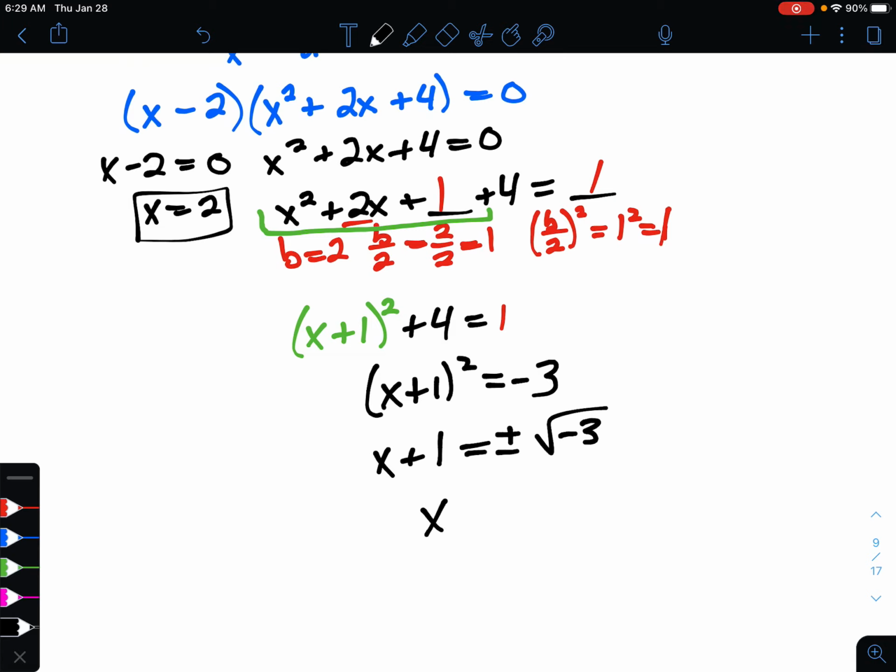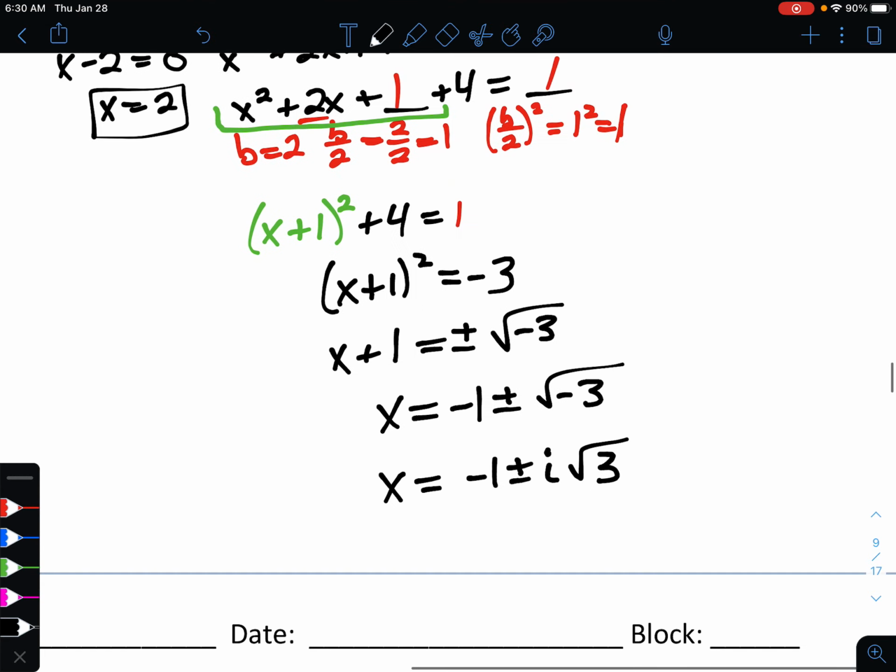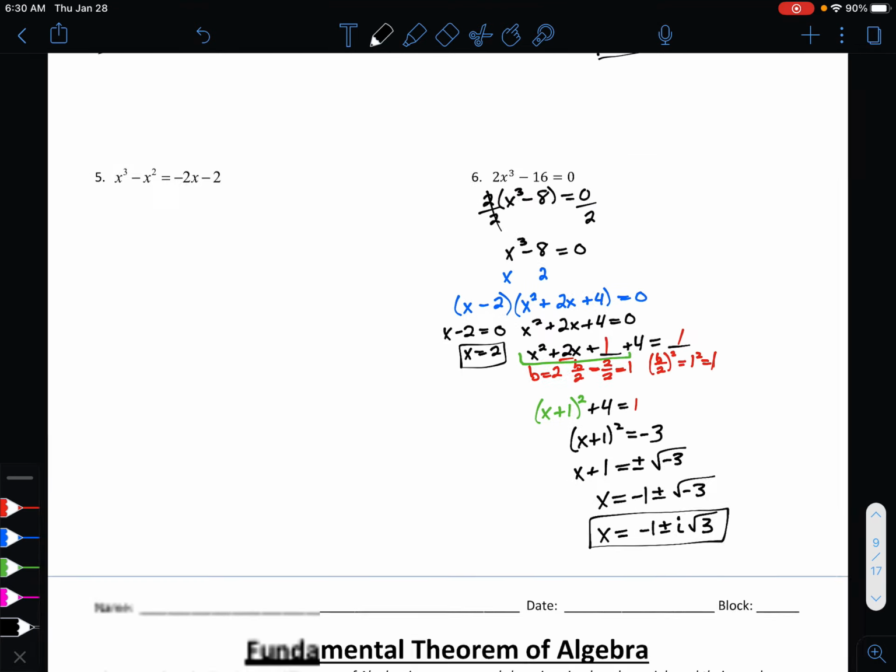Let's just go ahead and get x by itself first, so subtract 1 from both sides, so x equals negative 1 plus and minus the square root of negative 3. And then to simplify that, 3 obviously you can't take the square root of, but since it is a negative 3, we do want to bring the complex number i out from under the radical. So that would be negative 1 plus and minus i multiplied by the square root of 3.